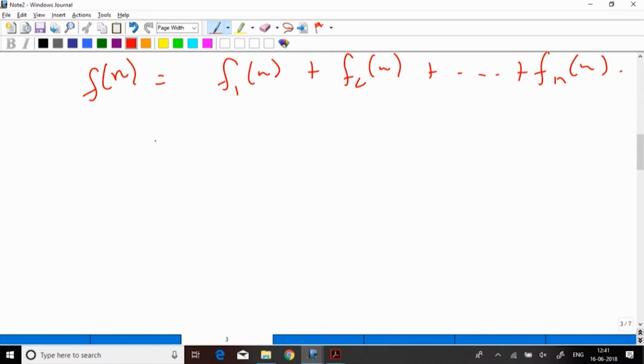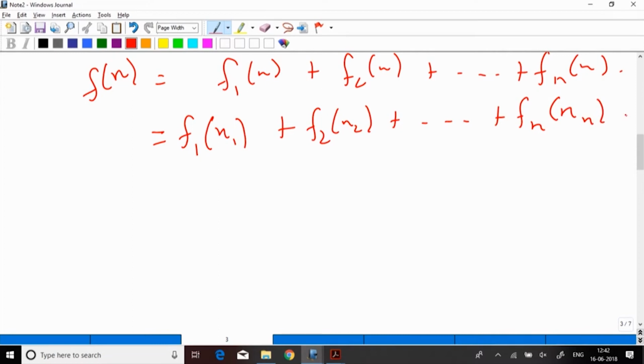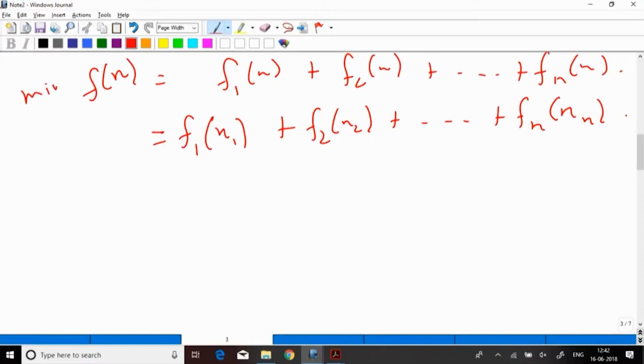What I will do is I will write this as f1 of x1 plus f2 of x2 plus ... fn of xn. Can I do this? So, I want to minimize this with respect to x. Okay. Instead, I will minimize this function with respect to x1, x2 till xn. Okay. Will this work?